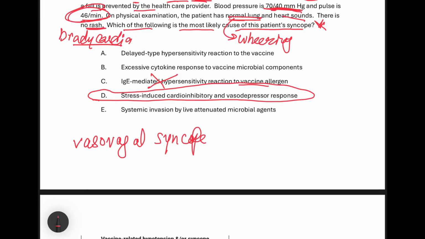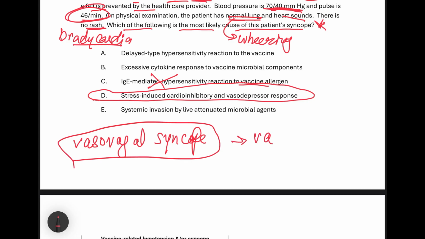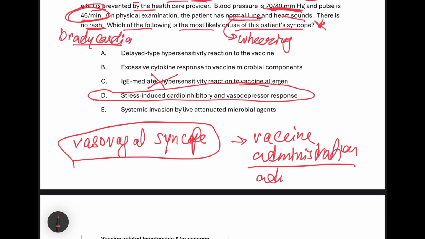precipitant of vasovagal syncope, especially in adolescents, because syncope-related falls can lead to serious injury like scalp fractures and intracranial hemorrhages. The patient should be closely monitored for 15 minutes following vaccine administration. So, in adults, vaccine administration is also one cause of vasovagal syncope.